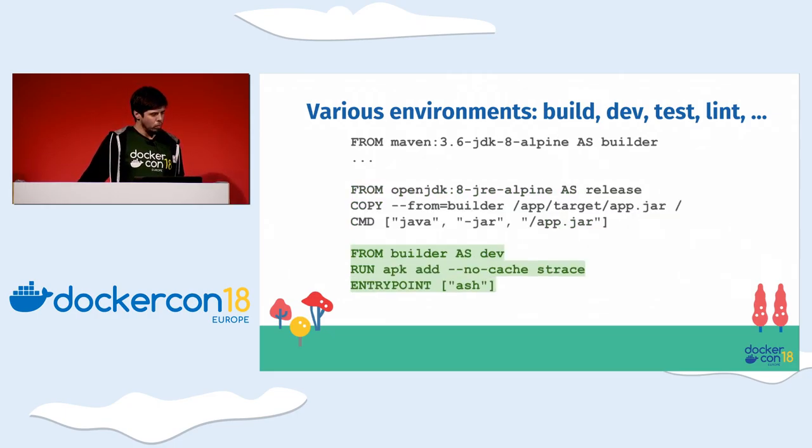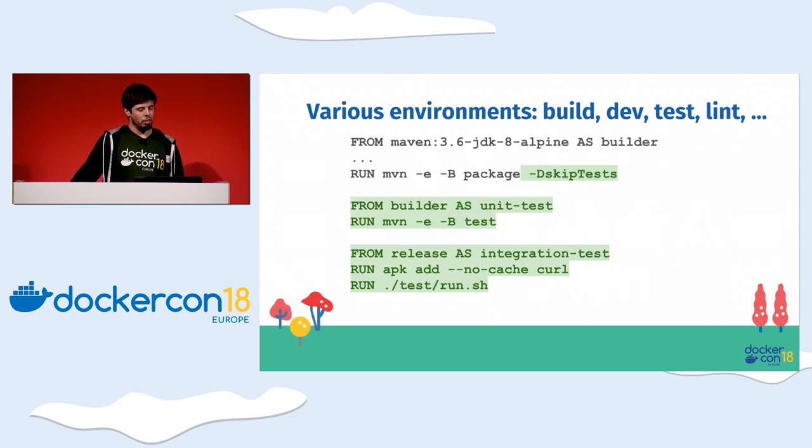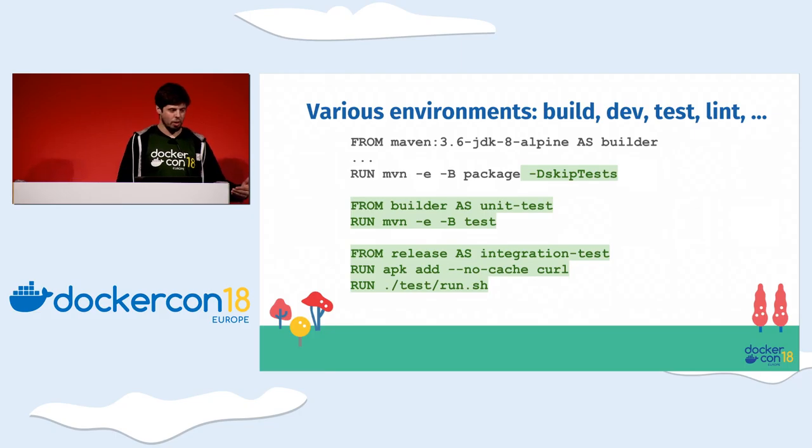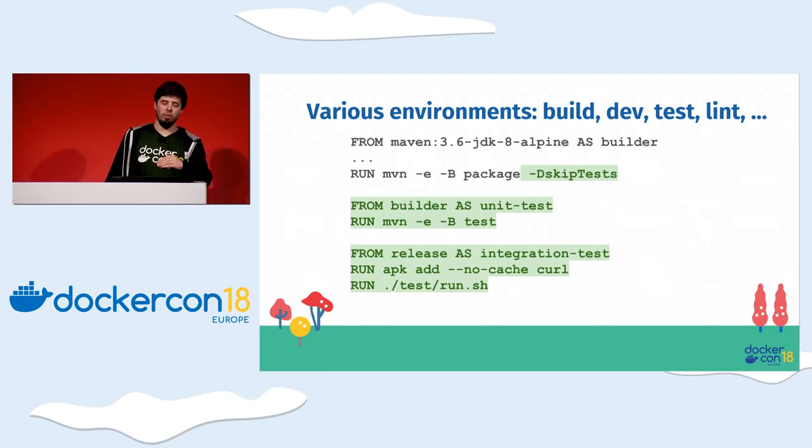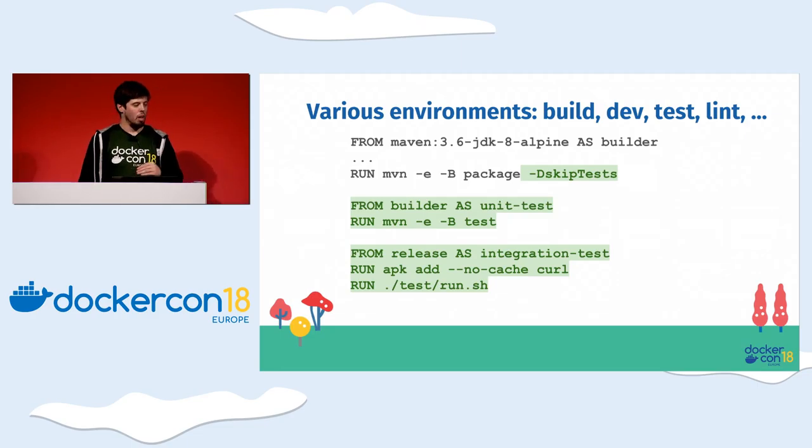So an example of a dev environment is if you want to test your build artifact, see if it works fine, debug it. So you install all the dependencies for that purpose, for debugging, for development. This one is for testing. Every time you do mvn package, this is a Maven-specific thing, it will also run the tests. So if you don't want to run the tests, you have to specify skip tests in this example. But you can have a unit test specific stage, which would actually only run the tests. And that you can inherit from the builder stage, right?